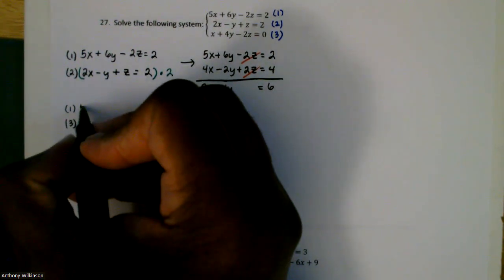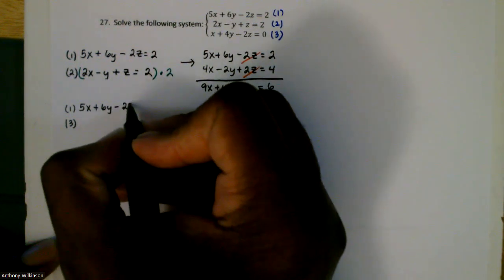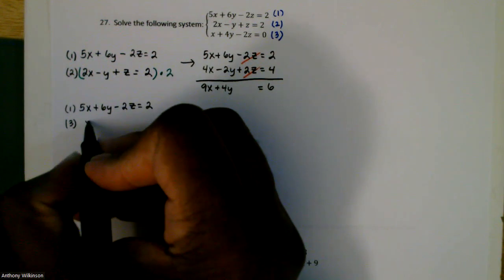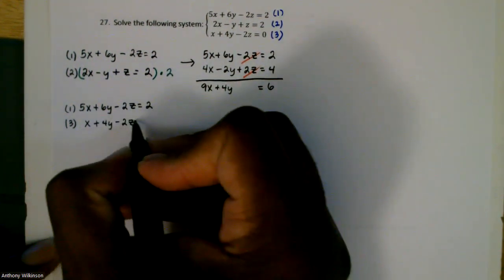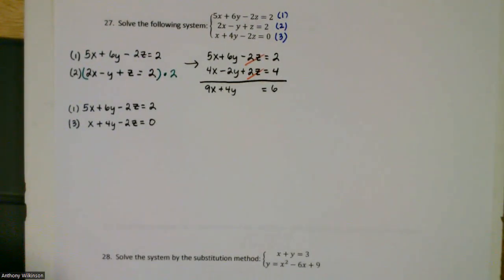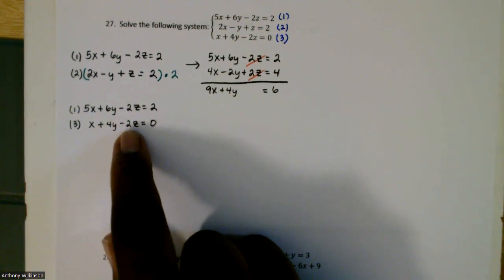Now equation 1 is still that 5x plus 6y minus 2z is equal to 2. The third equation is that x plus 4y minus 2z is equal to 0. Let's go ahead and eliminate the z again, since I've already eliminated a z from the first and second equations. Notice I have a 2z, minus 2z, and a minus 2z. One has to be negative, the other one has to be positive.